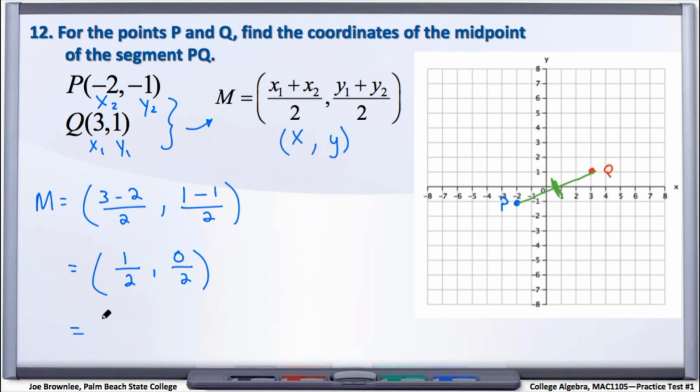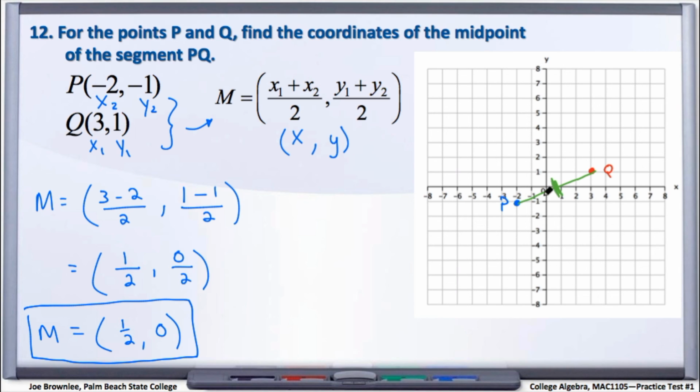And then if we simplify, well, 1/2 can't be simplified, so it remains. But 0 over 2 we can rewrite as just 0. Remember, if you have 0 in the numerator of a fraction, no matter what's on the bottom, unless of course it's 0 as well, 0 over some number other than 0 reduces just to 0. So our midpoint then between the points P and Q is, again, just like number 11, 1/2 comma 0.